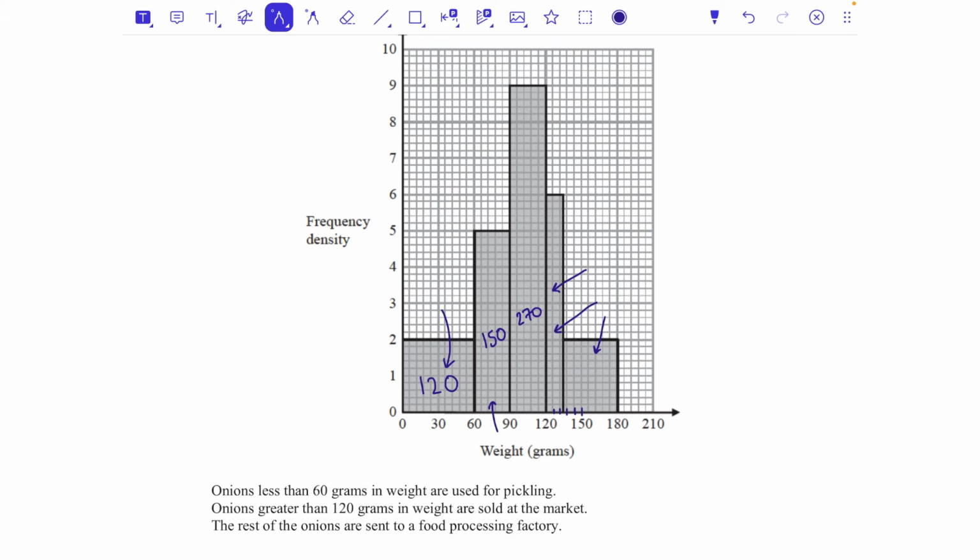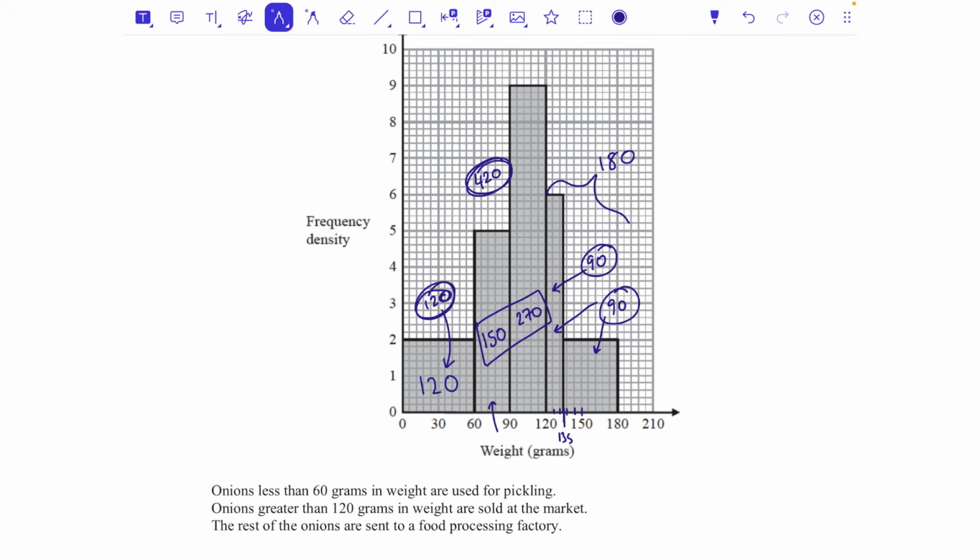So therefore it's going to be 6, 12, 15. So this is 135, which means the width of that bar is 15. 15 times 6 is 90. And then from 135 up to 180, that is 45. 45 times 2 is another 90. So I've got 180 going to the market in total. That's 90 add 90. I've got these ones, 270 add 150, which is 420, going to the food processing, and I've got 120 that are going to be pickled.